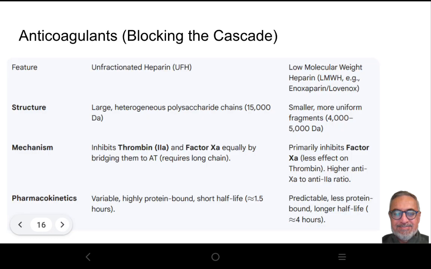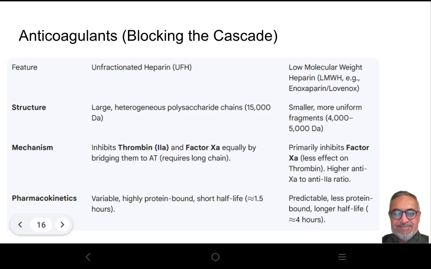Moving on to anticoagulants, these block the protein cascade, and commonly used ones are unfractionated heparin and low molecular weight heparin or Lovenox. Unfractionated heparin is a large polysaccharide. It inhibits thrombin and factor 10A equally by bridging them to AT. It requires a long chain. Pharmacokinetics are variable, highly protein bound, has a short half life.